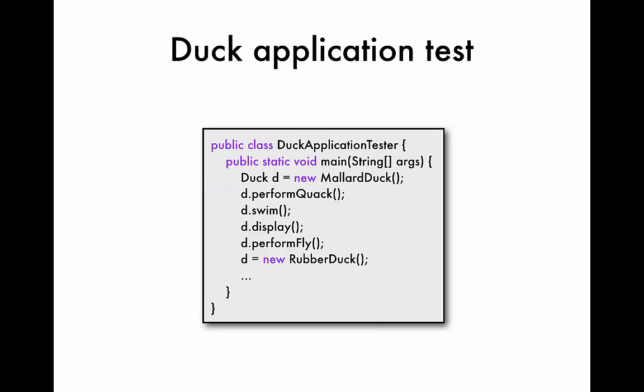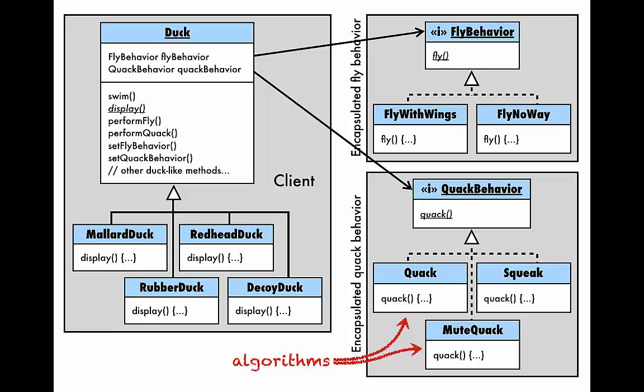Here's an example of a new duck being created and the various behaviors being activated on it. Notice perform quack and perform fly. And finally, this is an overview of the new design. We still have an abstract duck class and duck subclasses that inherit the method swim. But now we have a way of providing different fly and quack behaviors to any duck object, and even swapping them out at runtime.